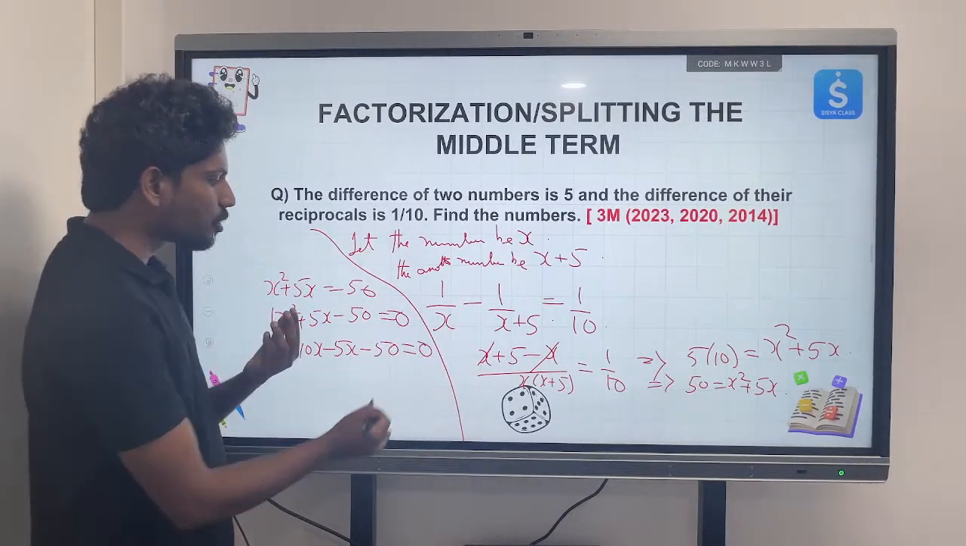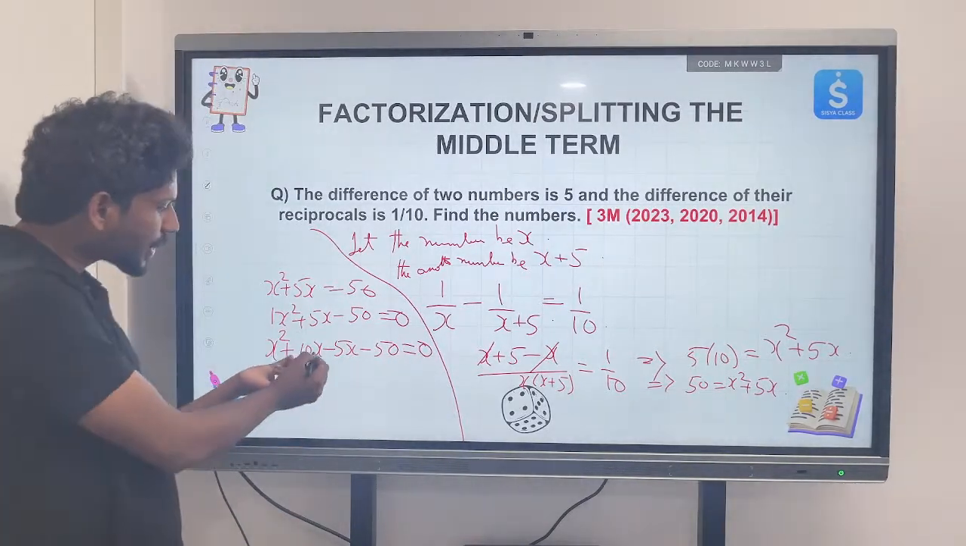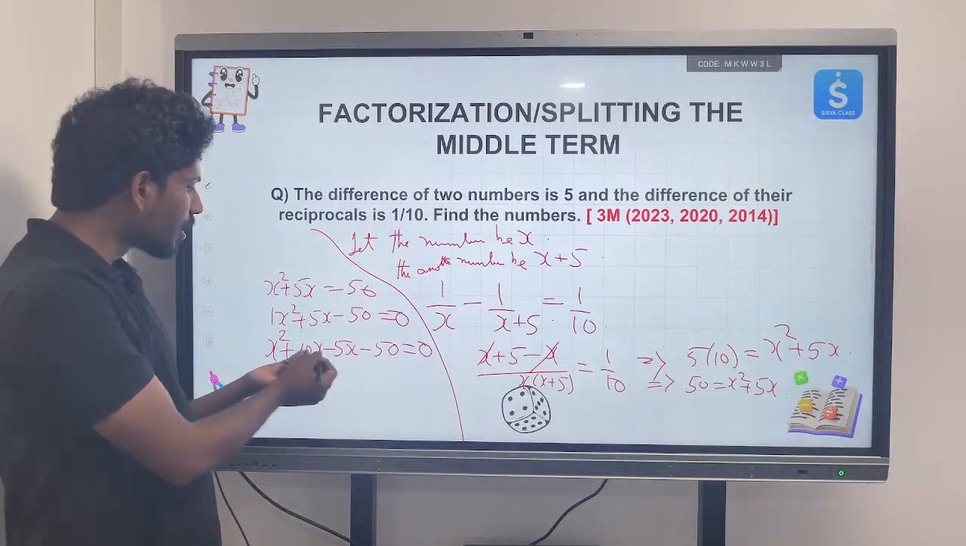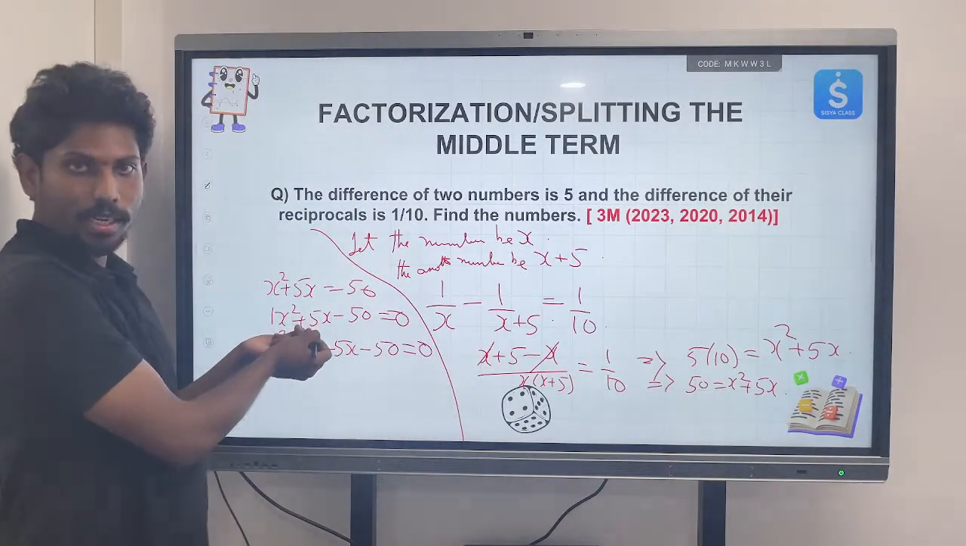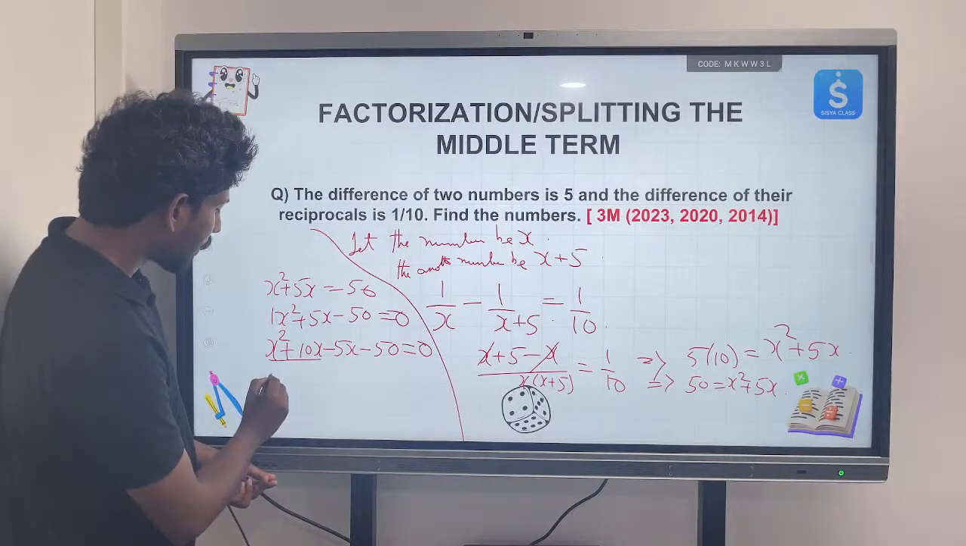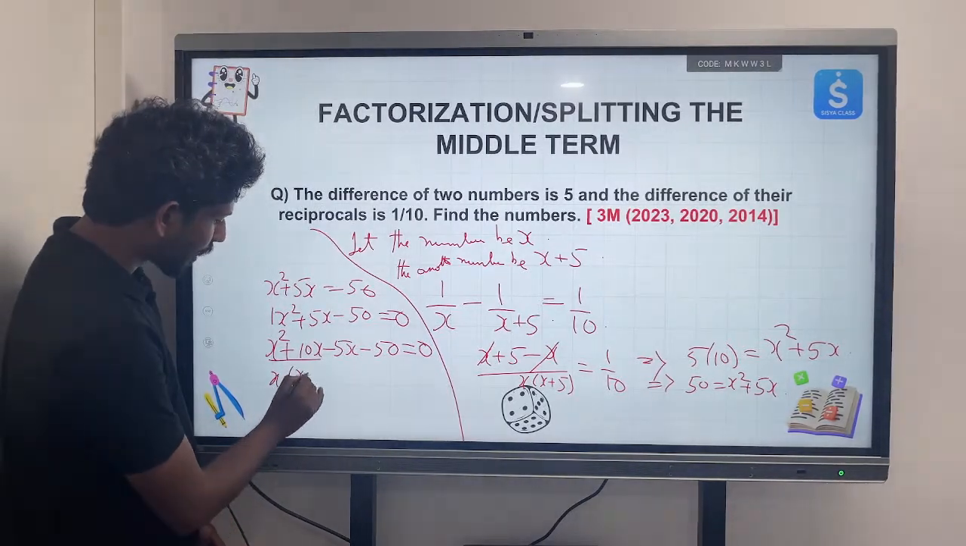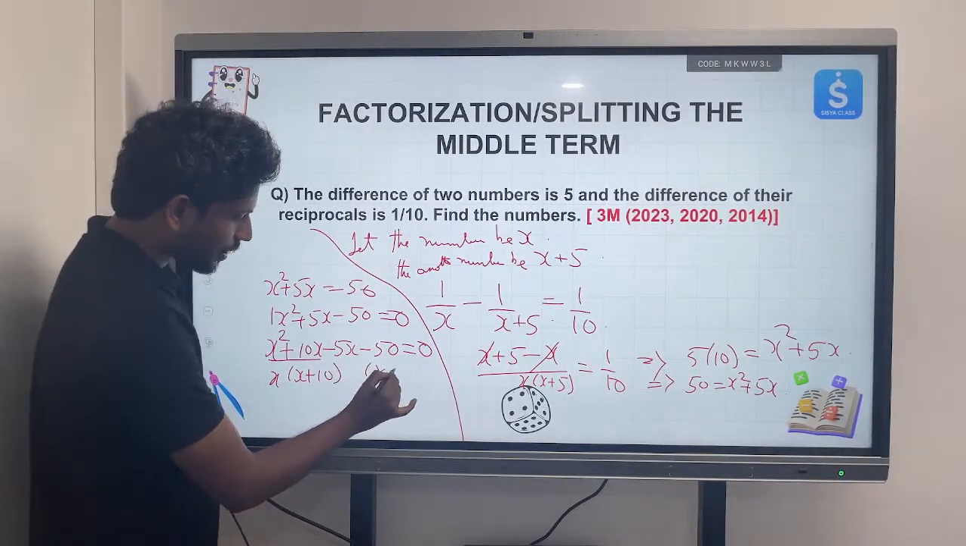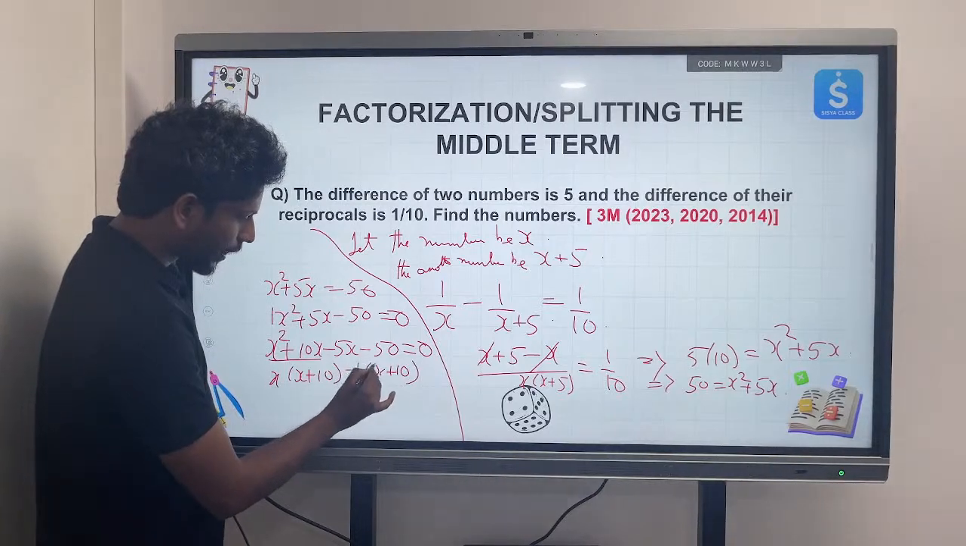Just see, did I choose my factors in that way? What is 10 into minus 5? Minus 50. What is 10 minus 5? 5. Did I choose my factors in that way? Yes. Now can I take x common? So that will be x into x plus 10, and from the rest you can take minus 5 common.